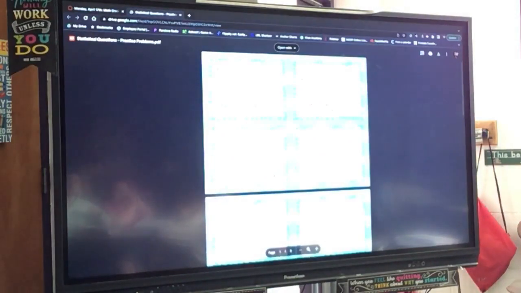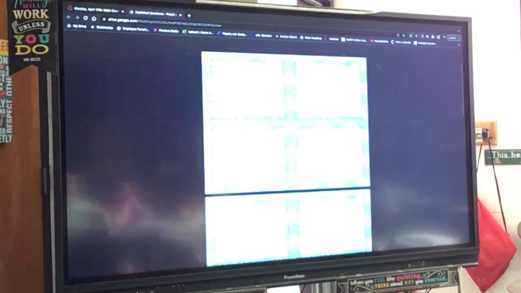You have 20 questions. It says, number 1, decide if this is a statistical question or not. If it is, give an example of 3 possible answers. If it is not, rewrite it to be a statistical question. So, the question is, how many dogs do you have? Is that a statistical question? Yes, it is. Because if we asked everybody in this classroom, would we get the same answer? No, some of us don't have any, some of us might have a lot.